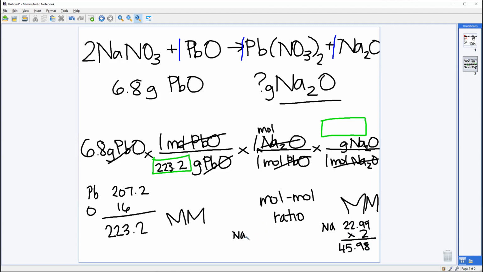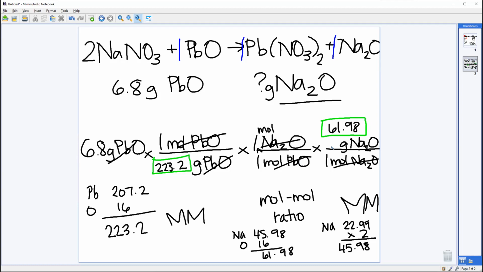So I'm at sodium 45.98, oxygen 16, and that gives me 61.98 grams for my molar mass. So now the last step is multiply across the top, divide across the bottom. So I'm going to say 6.8 times 61.98, and then I'm going to divide that by 223.2.